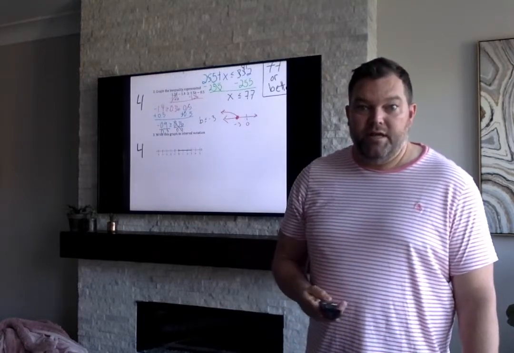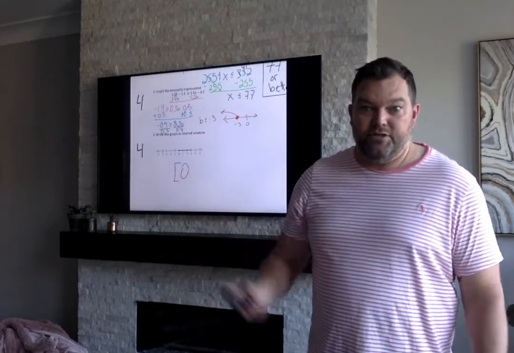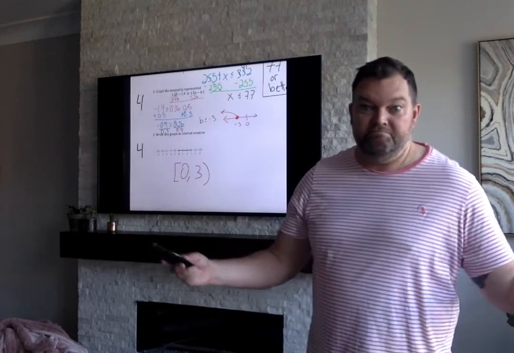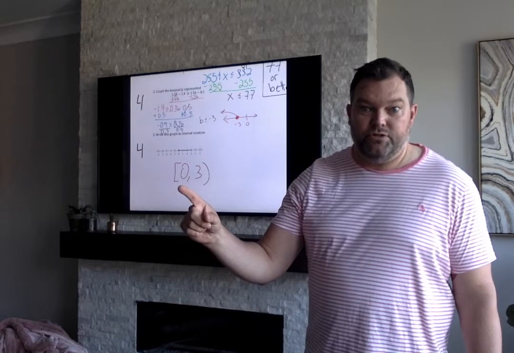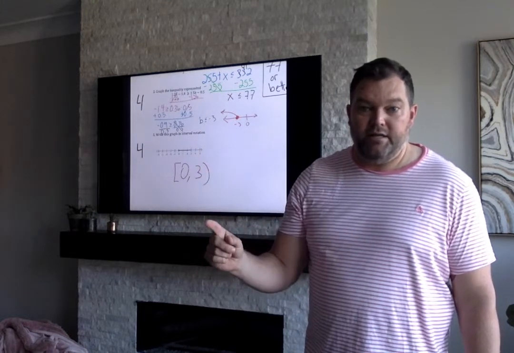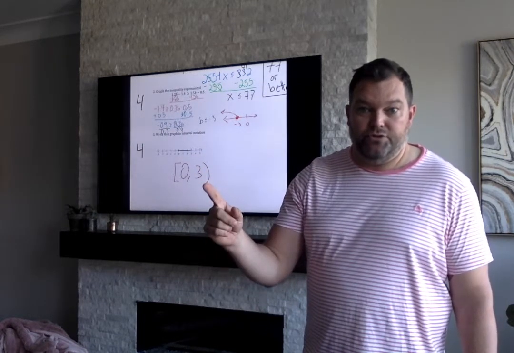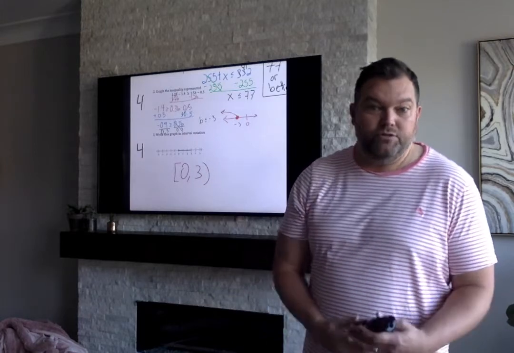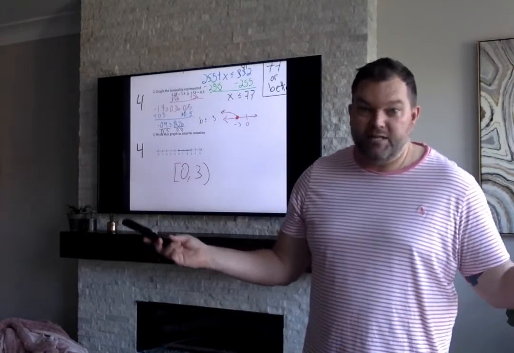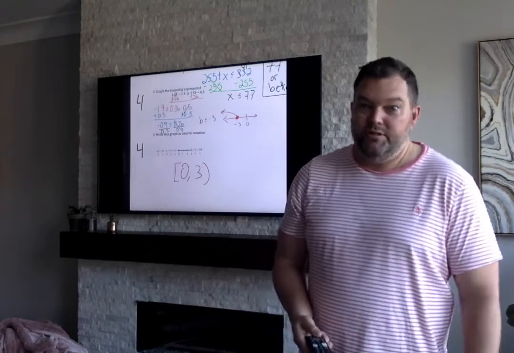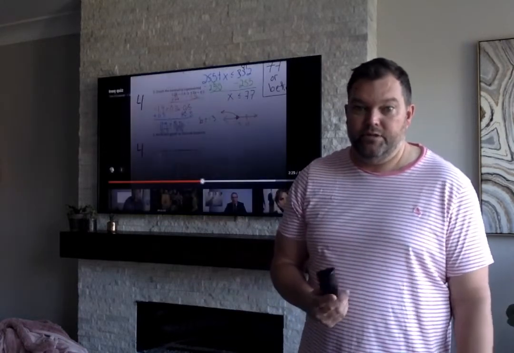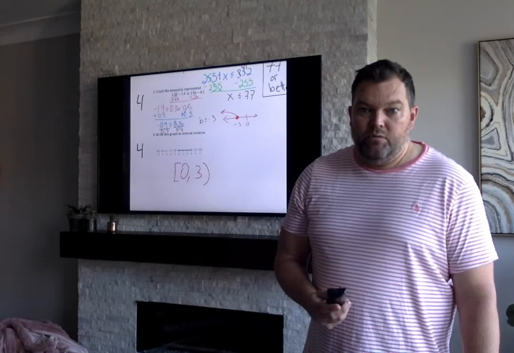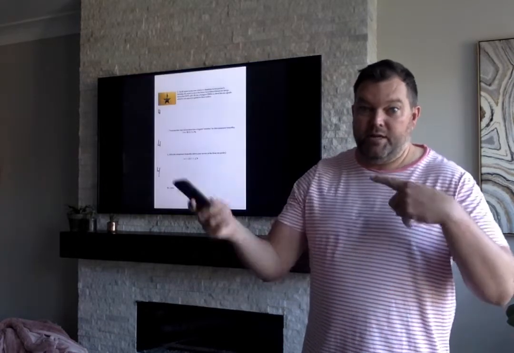Now the next one is just taking a graph and turning it into interval notation. That's all we have to do. It's a closed circle at the 0, so that's why it's a bracket. And it goes from there to 3, but then it has an open circle, so that's parentheses. That's all you got to do. That one was pretty quick, pretty easy if you understand what to do. All right, what's next? Next page.